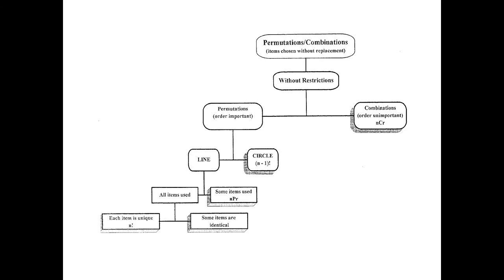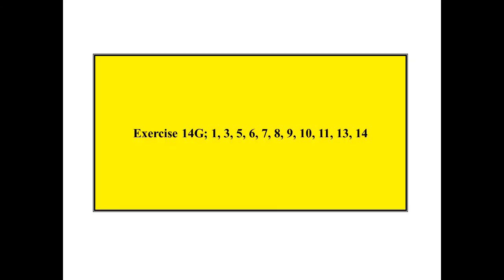If it is in a line, then we're going to say, well, we're going to use all of the items. Maybe we only use some of the items. And then finally, if all the items are used, hey, are all the items different or are some of them the same? That pretty much covers all the cases that we look at. I mean, there are other cases, but that's pretty much the ones that we've looked at there. There we go. So 14G to finish off some questions on circles.